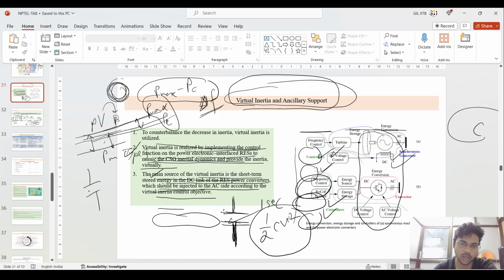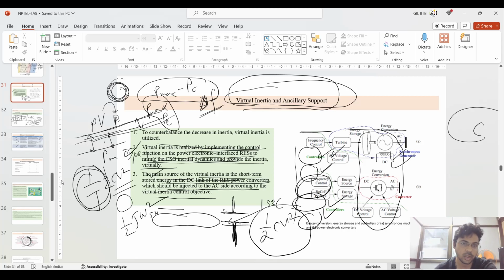So this is a kind of virtual or synthetic inertia. Same happens with this DC link capacitor, which is actually being connected to these renewable energy source converters. You cannot have any rotating part which has this half J omega Sm kind of stored energy. It just has a certain energy which is being stored, that is half C V square.